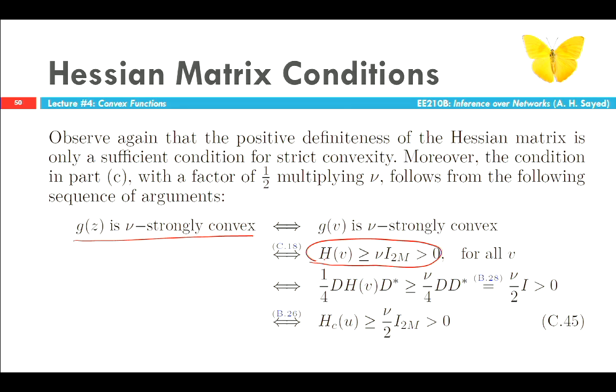But now if you transform H of V, if I multiply by d star 1 over 4, nothing changed. And the reason I do that is because this becomes the complex gradient. Okay, and this becomes nu over 2. So that's why the 2 comes up. If you write it in the V domain, you don't have a 2. The reason the 2 comes up is when you translate your condition to the Z domain, right?